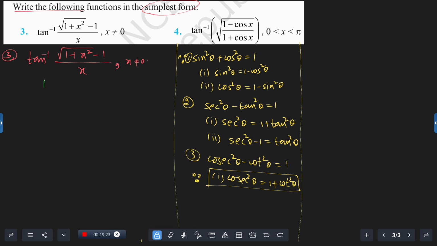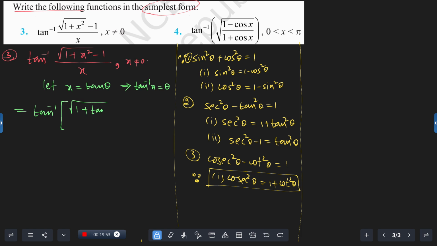So what am I going to assume here? Let x equal tan theta. If I assume tan theta, very easily we can go ahead. If I assume tan theta, then theta is tan inverse x. Then what will the question be? Tan inverse of square root of 1 plus x square. x, in the sense of what we assumed, is tan.